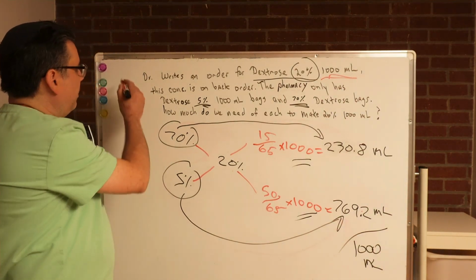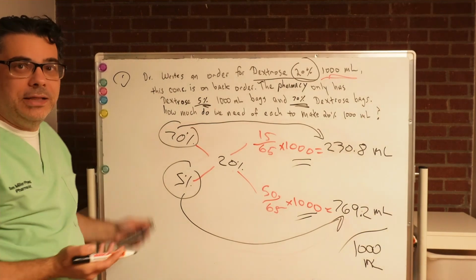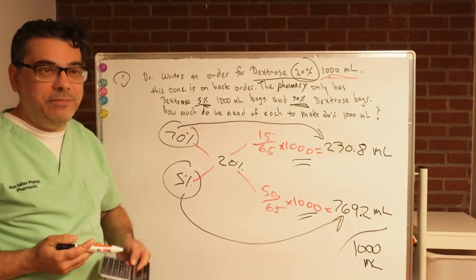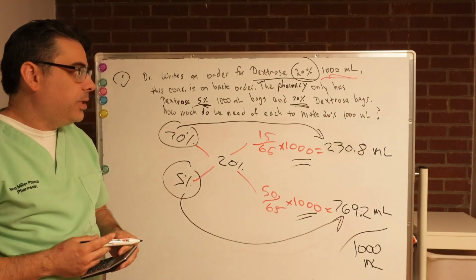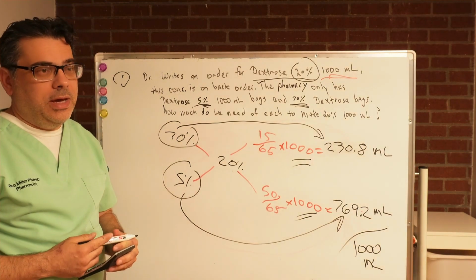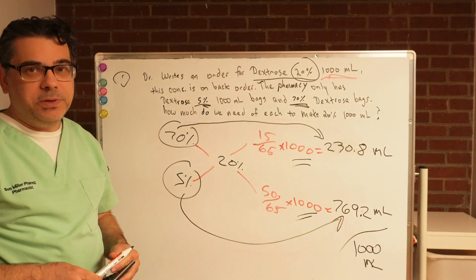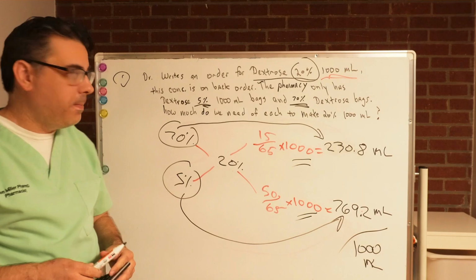And that's our first example of this alligation problem. We use it in real life. I've used it in real life. It's pretty easy once you get the hang of it, and we'll do a couple more just to give you some practice. Okay, let's go on to the next one.